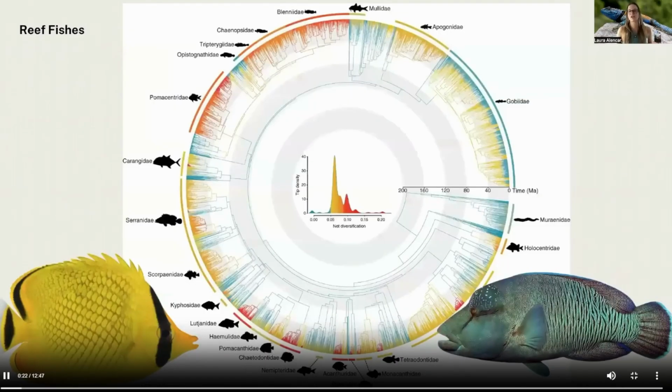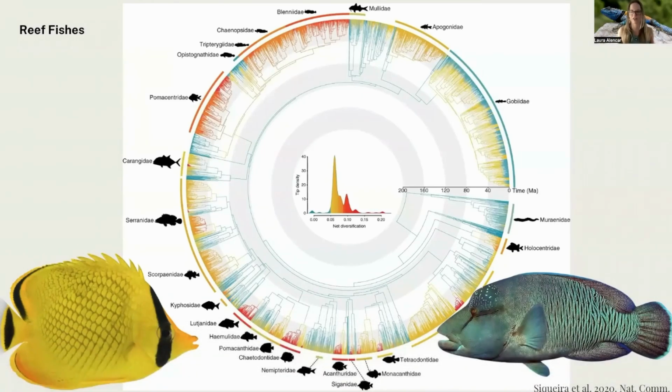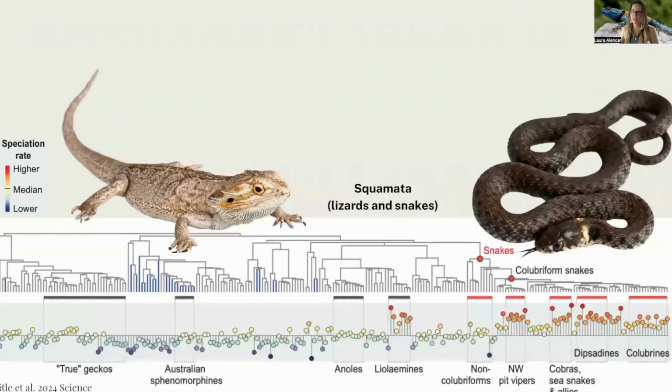So I would like to start by showing you some cool pictures of fishes, and by looking at this beautiful phylogeny of coral reef fishes, we can readily note that some lineages accumulate diversity way more rapidly than others, which is illustrated by the different colors associated with the different branches, where warmer colors represent higher rates. And this is something that we can also see across squamates, or lizards and snakes, for example.